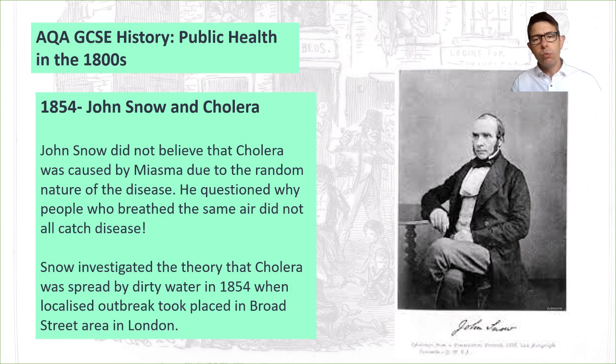But John Snow believed it wasn't miasma. He said, well, how could it be so random in its occurrence? Surely the whole town would suffer the bad smell, the miasma. Why was it located in such a random pattern? So Snow investigated the theory that cholera might have been caused by dirty water in 1854 when an outbreak took place at the Broad Street area of London.